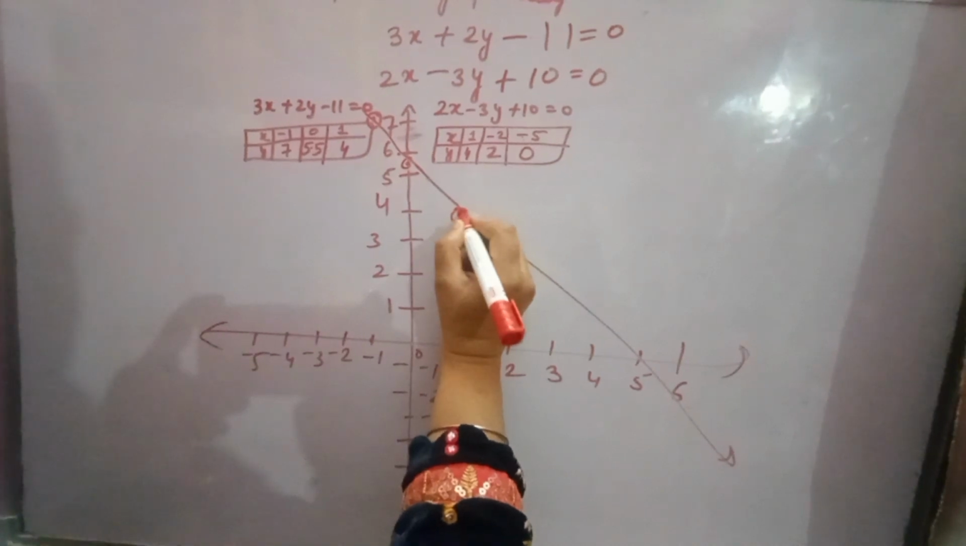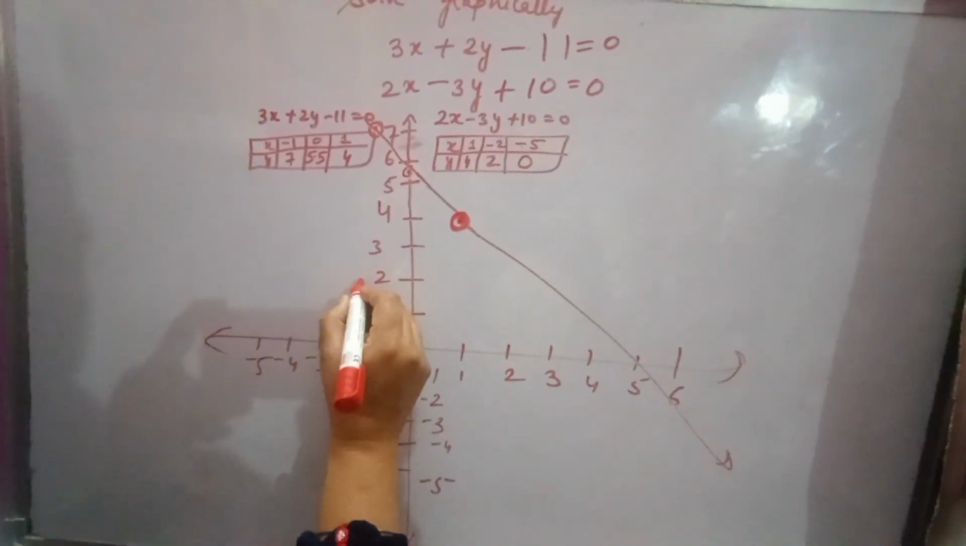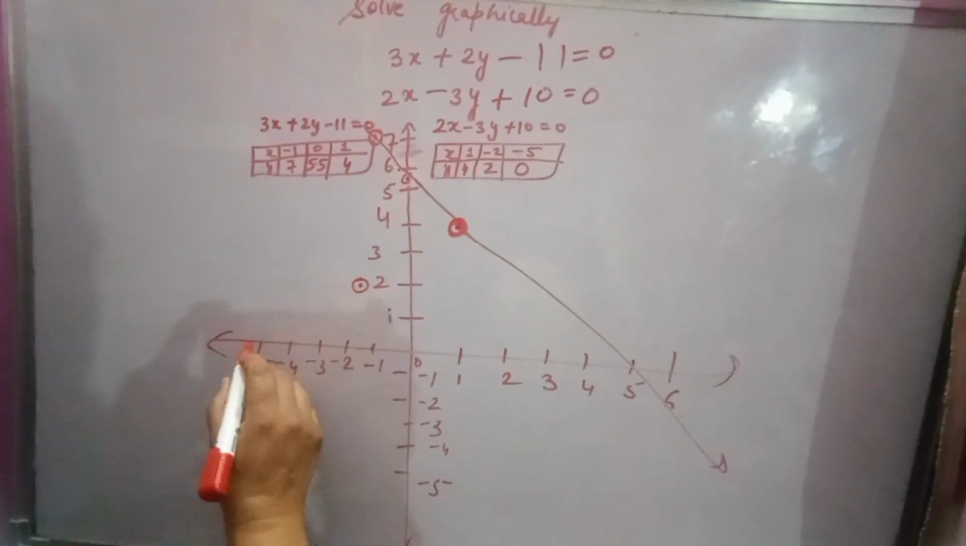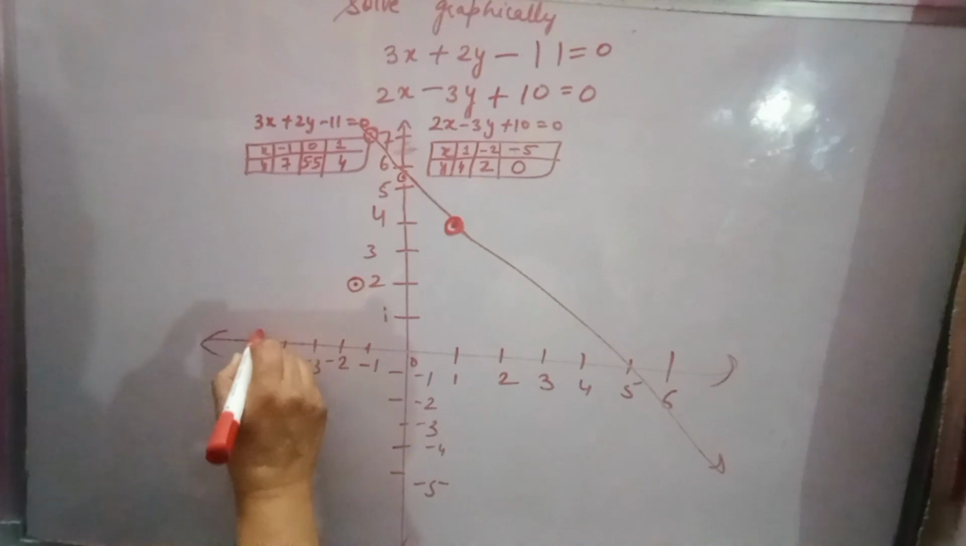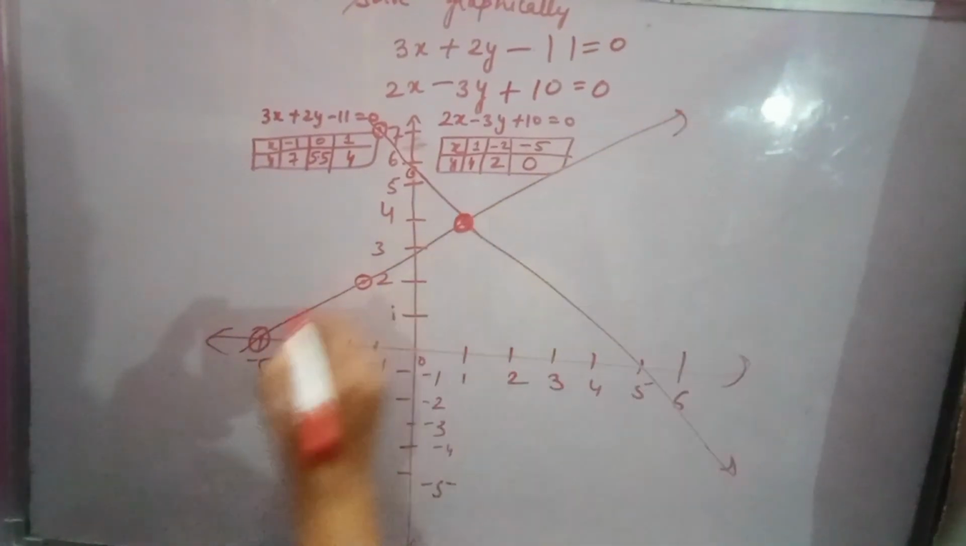Now second equation, x is 1, y is 4. So here only 1 point will come. X is minus 2, y is 2. So 1 point will come approximate here. X is minus 5, y is 0. So 1 point will come here. Now with the help of a scale on the graph you have to join these.